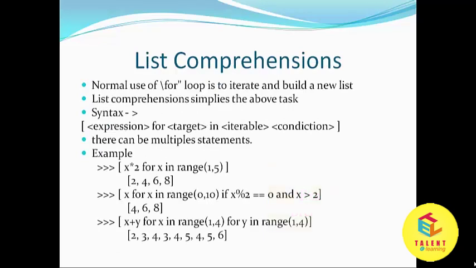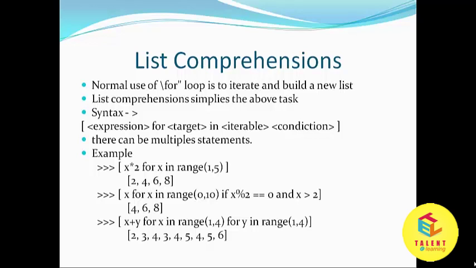Now we see the list comprehensions. The normal use of a for loop is to iterate and build a new list. List comprehensions simplify the above task. Syntax: expression for target in iterable, condition.